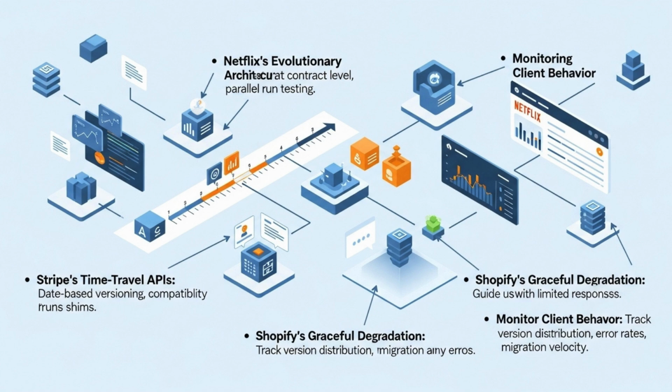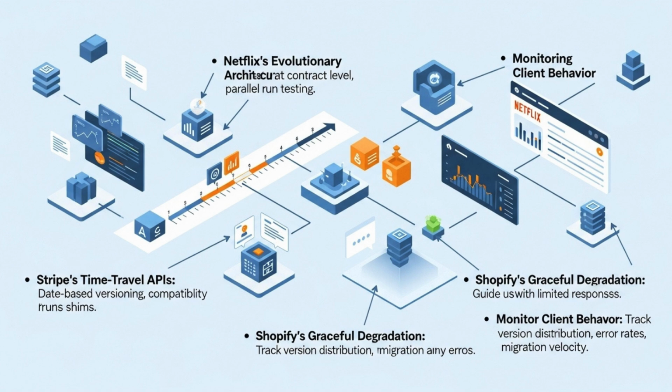Let's explore how industry giants approach scalable API evolution, offering valuable insights for your own systems. Netflix, with its 2,000-plus microservices, practices evolutionary architecture. Their key insight is to version at the contract level, not the service level. They use Pact testing to ensure consumer-driven contracts remain unbroken. A critical pattern they employ is parallel run testing, where new API versions process real traffic alongside old ones, comparing responses to catch regressions before full migration.